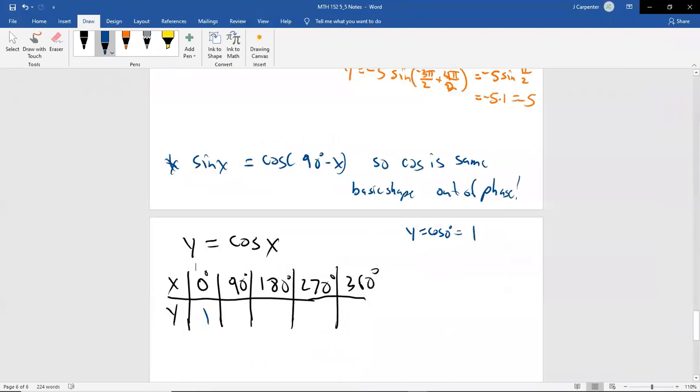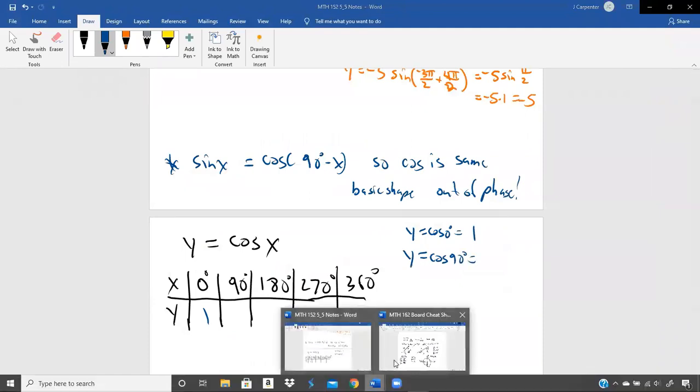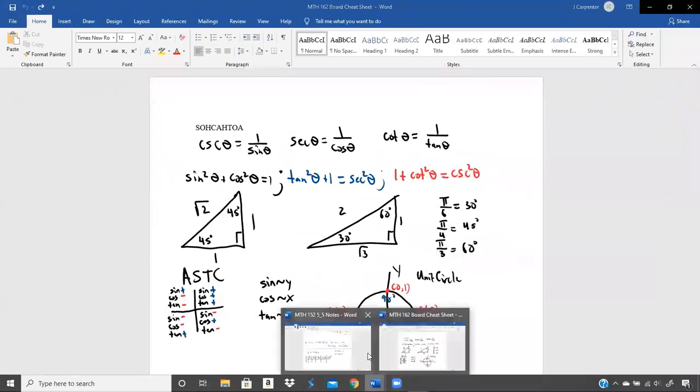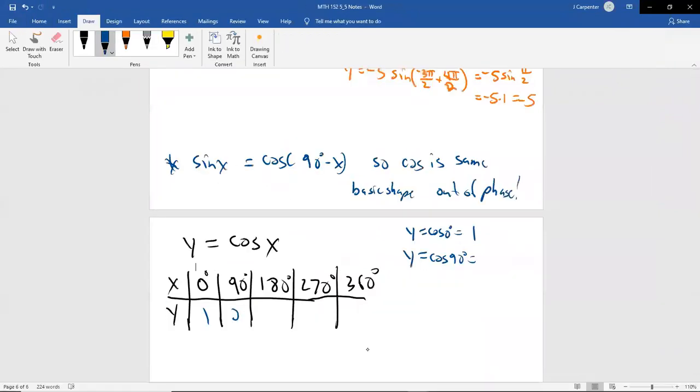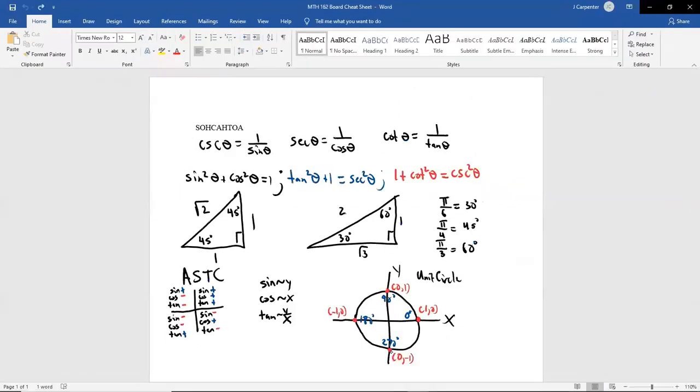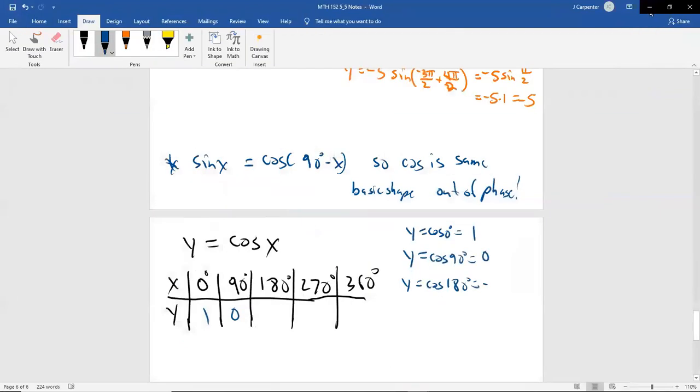So that's a 1. Then y equals the cosine of 90 degrees, back to the unit circle. So that's the top point. X value is 0. So 0, 180 degrees. 180 degrees is right here. X value is -1. Oh, sorry for that. I hope that wasn't too loud.